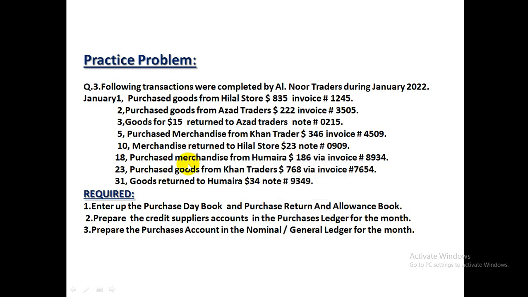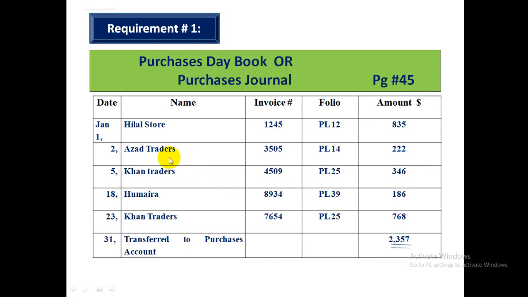There is no other transaction in which goods are purchased. This is again the return of goods. Ignore this for purchases journal. After entering all transactions, we will find the total of the amount column. When you add all these amounts, you will get this total. It means our total credit purchases are $2,357. So this amount should be transferred to the purchases ledger or purchases nominal account.